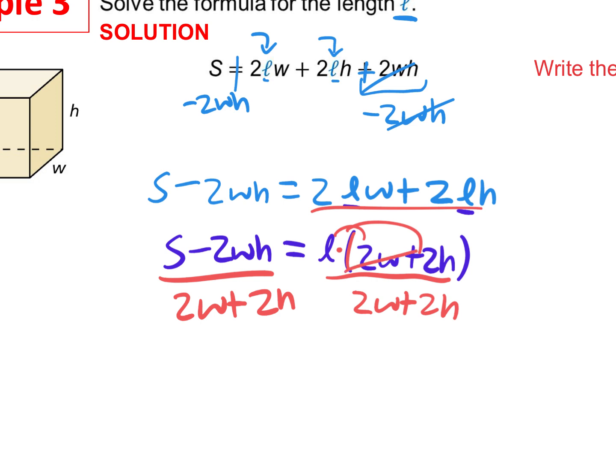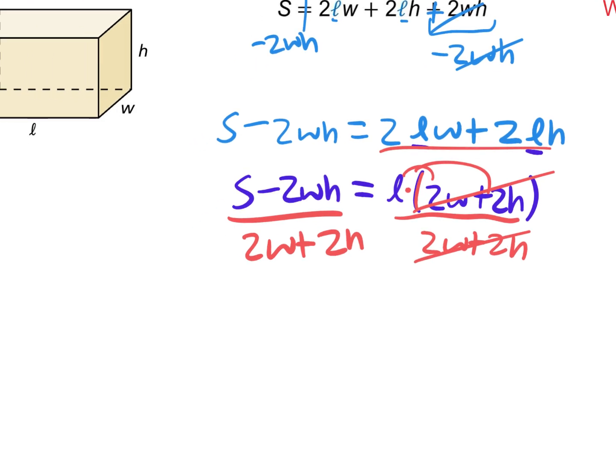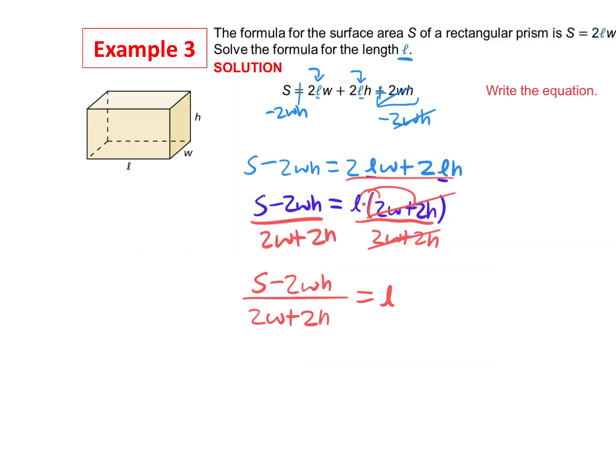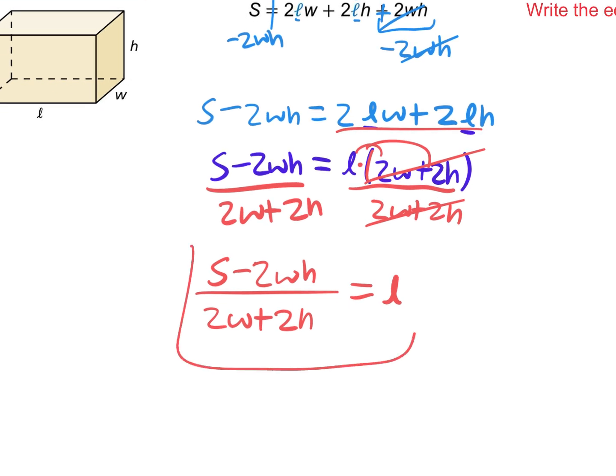When you divide by itself, it goes away. And then on the other side of the equal sign, we have S minus 2WH divided by 2W plus 2H, and this is equal to L. We have our L by itself on this side of the equal sign. So we get this as our final answer.